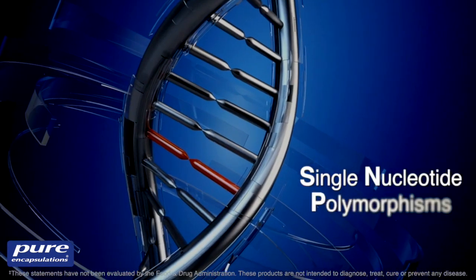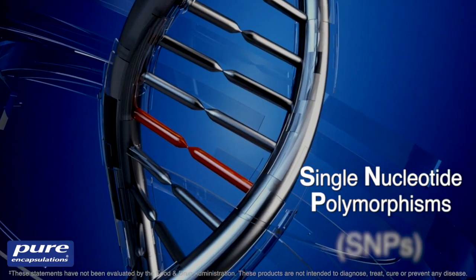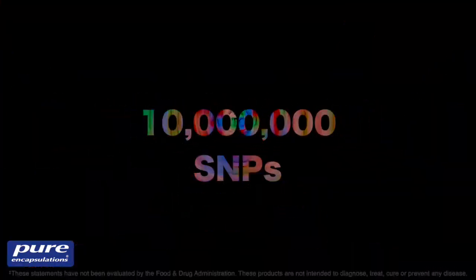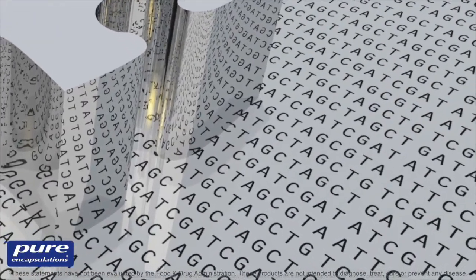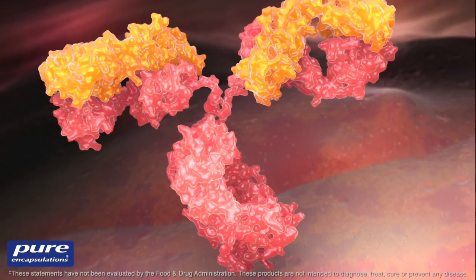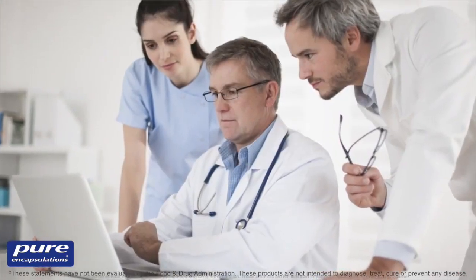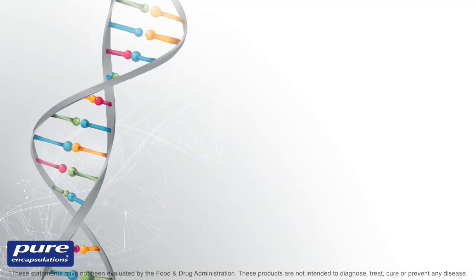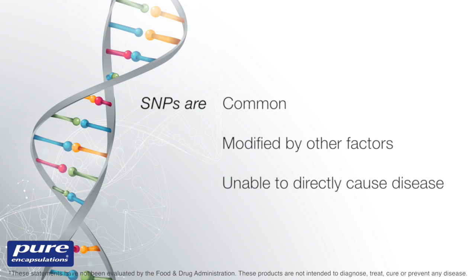The most common type of polymorphism is a single nucleotide polymorphism, or SNP. A SNP is a simple typo in which one nucleotide is replaced with another. Your genome contains an estimated 10 million SNPs, but only a small number of them have any effect on the protein that is made, and therefore are not medically relevant. The terms SNP and mutation are commonly used interchangeably, but it is important to remember that SNPs are common, modifiable, and unable to independently cause health conditions.